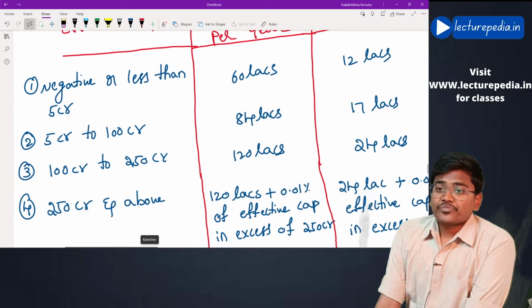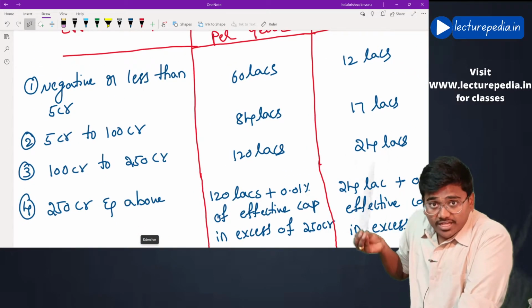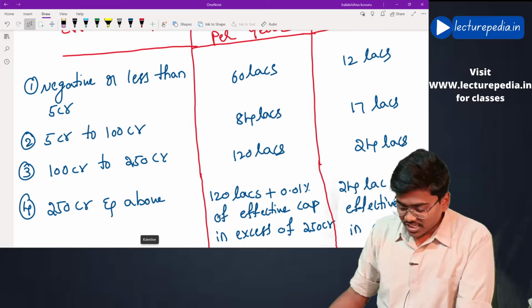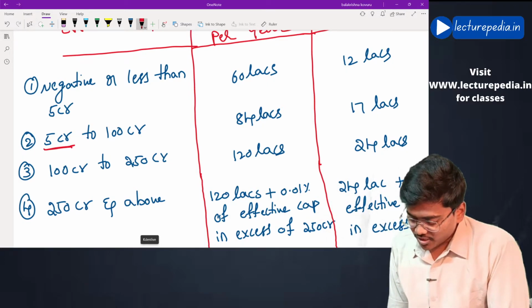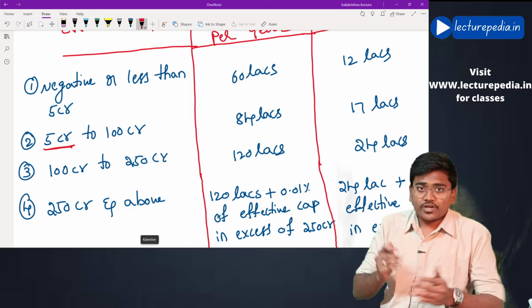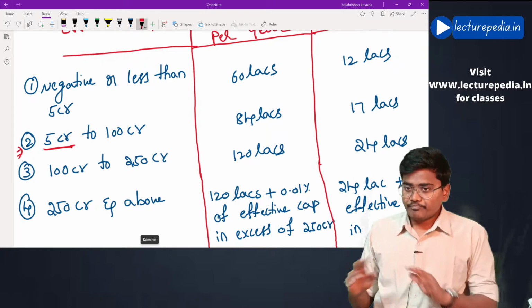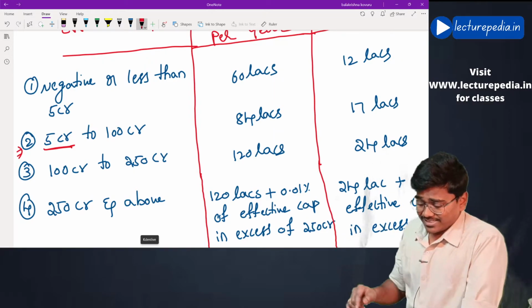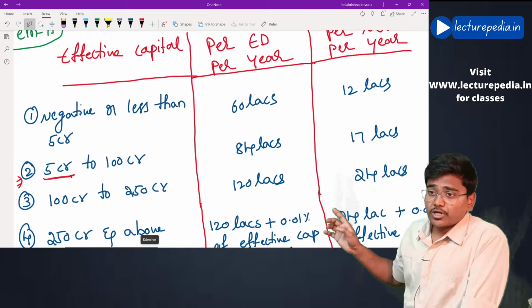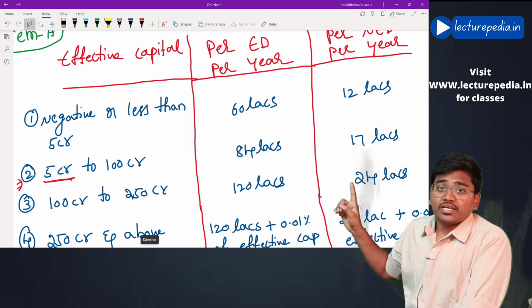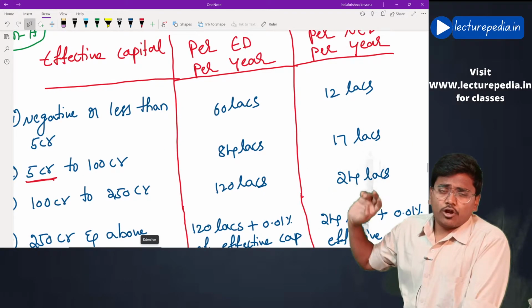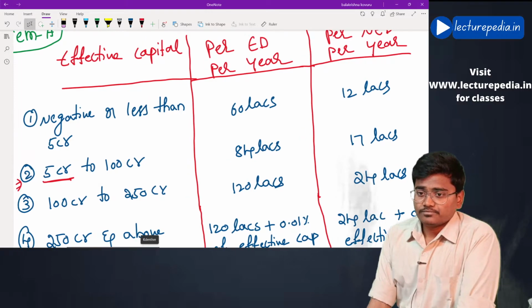If the effective capital is 5 crore to 100 crores, here 5 crore means inclusive of this 5 crore. If the effective capital is equal to 5 crores, even in that case you will be falling in this second row. In that case, the remuneration that can be paid to an executive director would be 84 lakhs and to a non-executive director would be 17 lakhs.